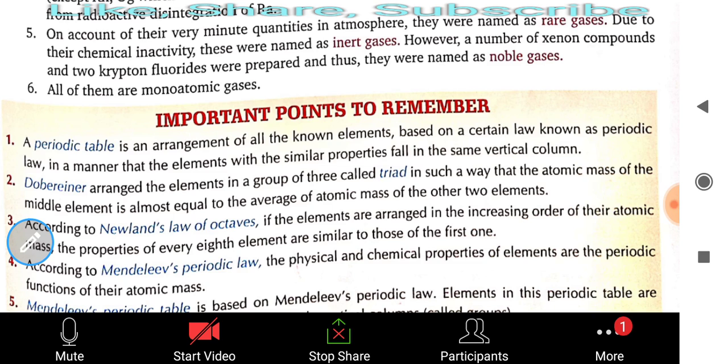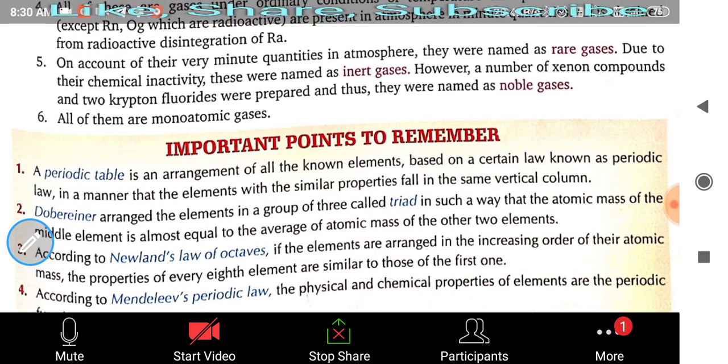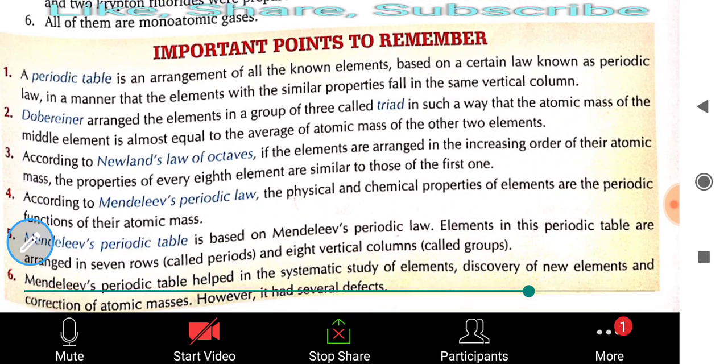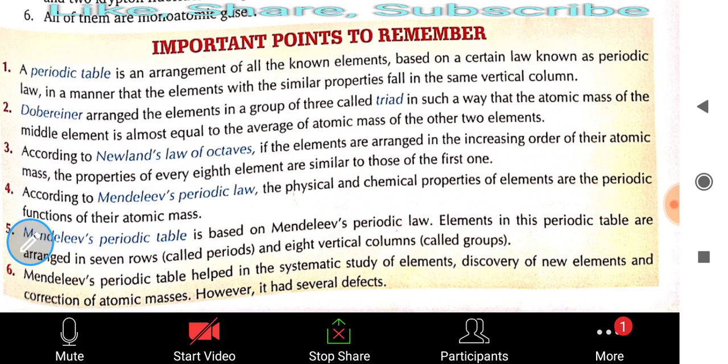So what you have read till here: these are the important points to remember whenever you read any chapter, because they are the summary of what you have read. A periodic table is an arrangement of all known elements based on a certain law known as the periodic law, in a manner that elements with similar properties fall in the same vertical column.